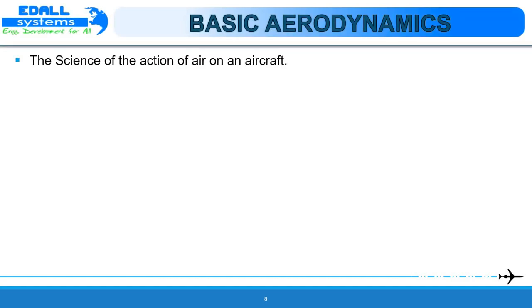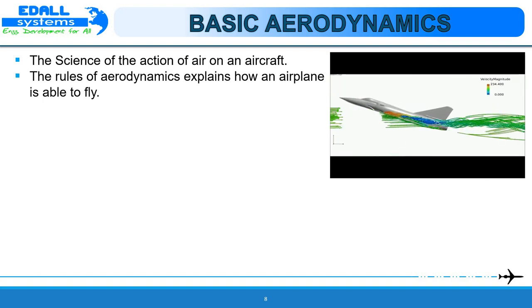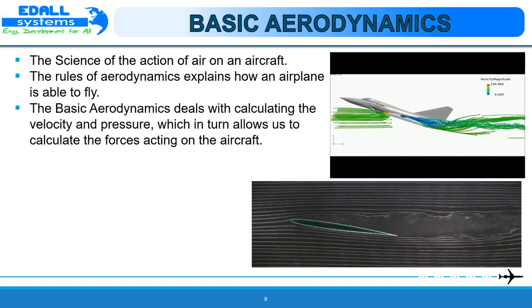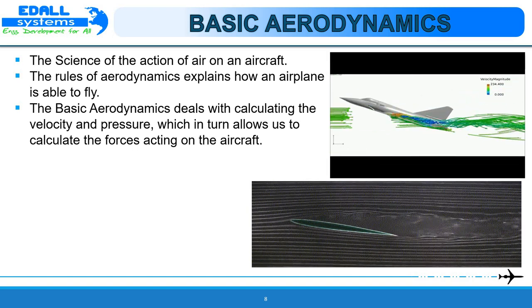What is basic aerodynamics? It is the science of the action of air on an aircraft. The rules of aerodynamics explain how an aeroplane is able to fly. Basic aerodynamics deals with calculating the velocity and pressure, which in turn allows us to calculate the forces acting on the aircraft. Let us look at an example.